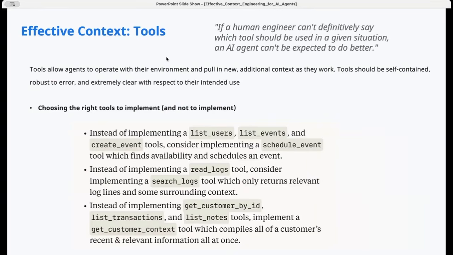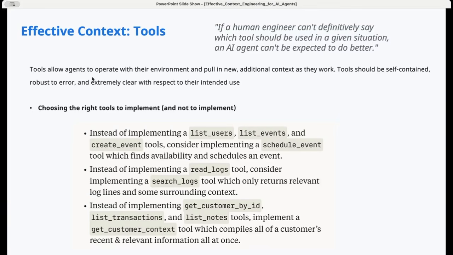The next important part of the context for the agent to solve the problem is the tools. One thought you should have is: if a human engineer cannot say which tool should be used in a given situation, you cannot expect an AI agent to do better. If a human is confused, like, given these tools, which one should I use, I don't think this tool has the right description, I'm not sure whether this tool will solve this problem, then you cannot expect the AI agent to do better than a human. This is the thinking mode or principle.